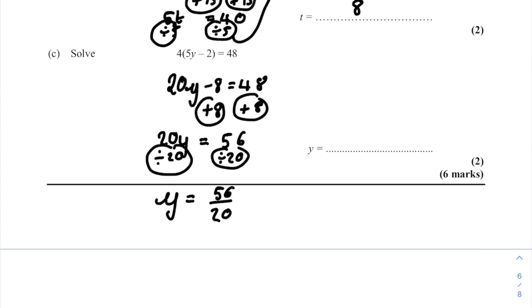And we can simplify this. So we can have 28 divided by 10. Or we can even simplify it further. We can have 14 divided by 5. So y equals 14 divided by 5. So we're going to actually leave it there.